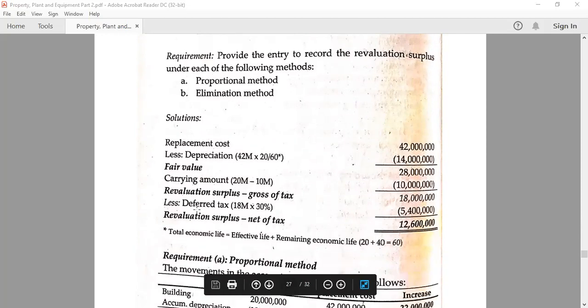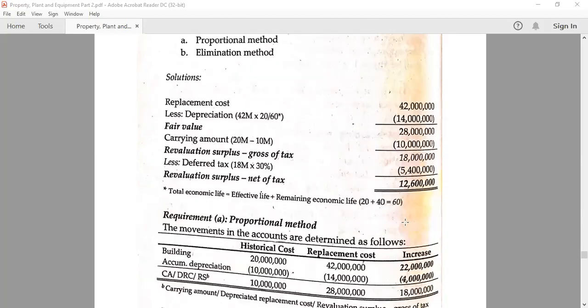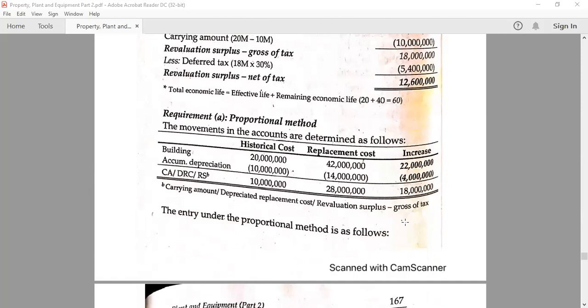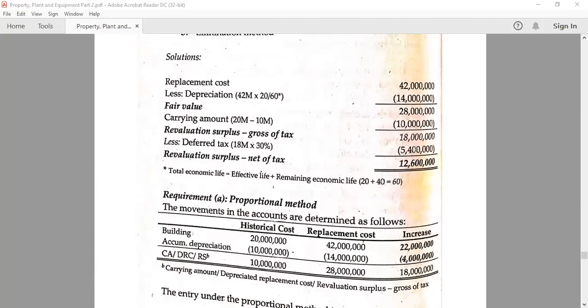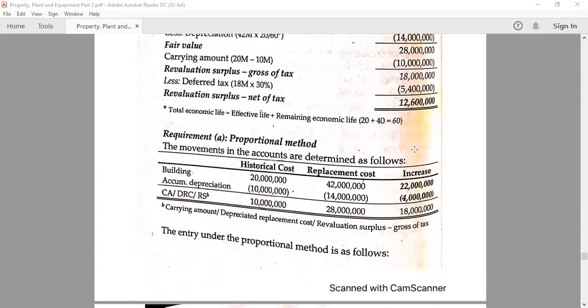And the deferred tax is 30%, assuming, because it changed nowadays for corporations in the Philippines. So it's 5,400,000. So we get the revaluation surplus net of tax. When we present items in our OCI section in our financial statements, we present that net of tax. For the proportional method requirement, we can actually see what we have computed so far.